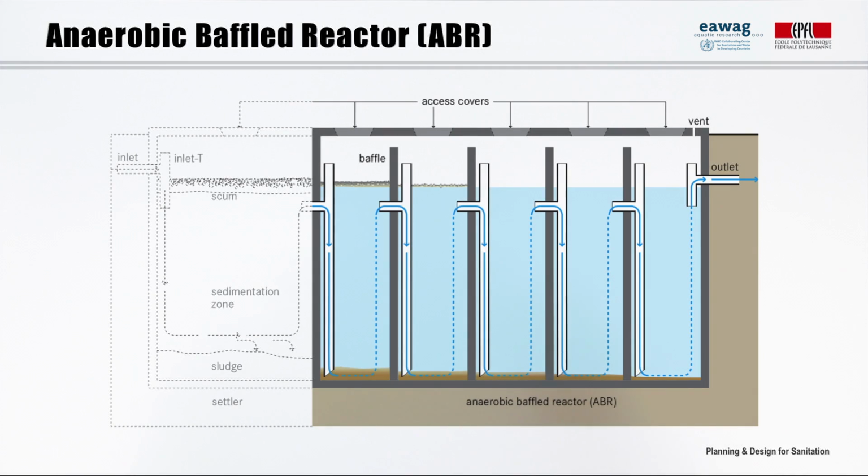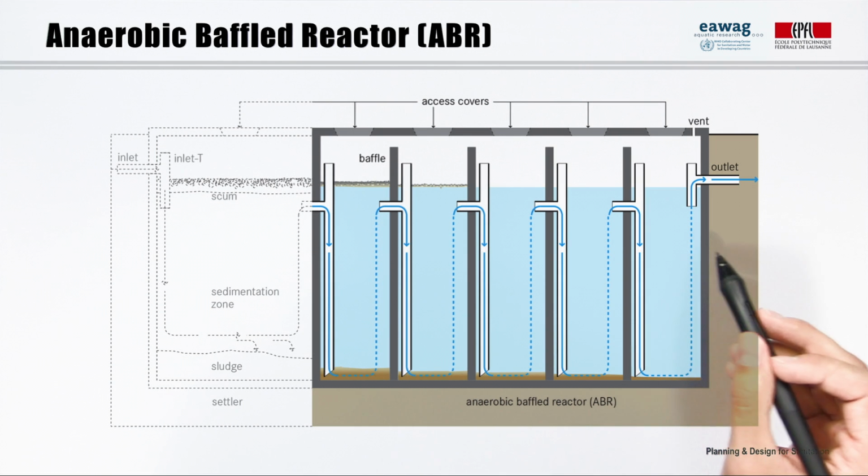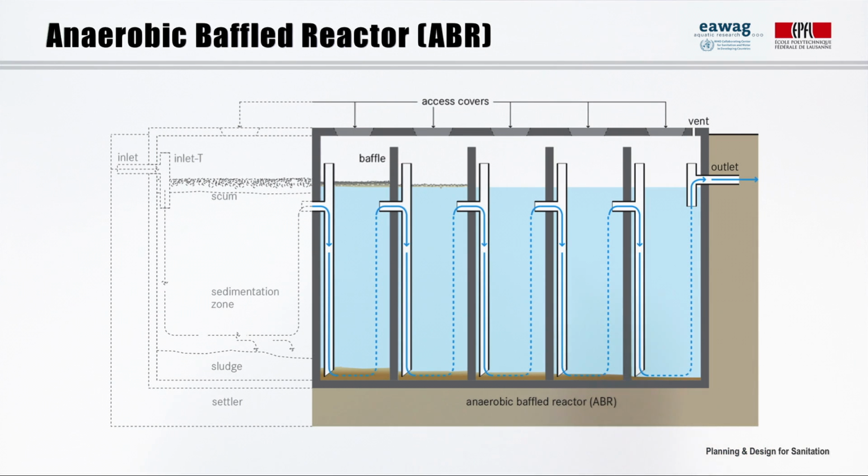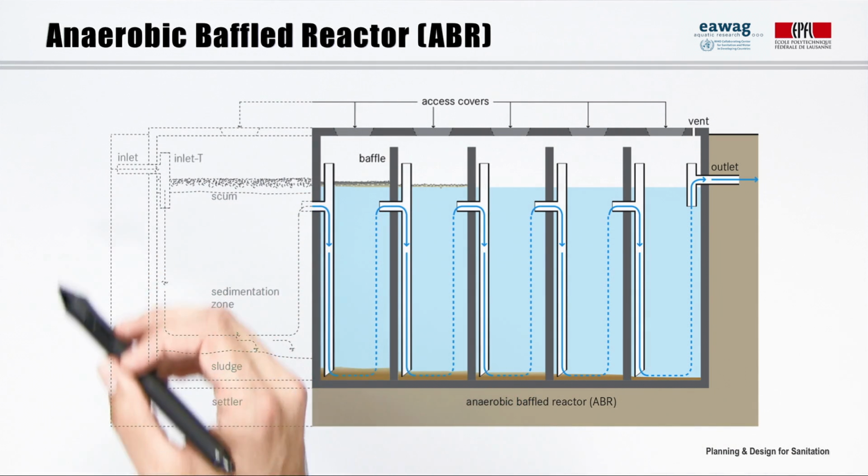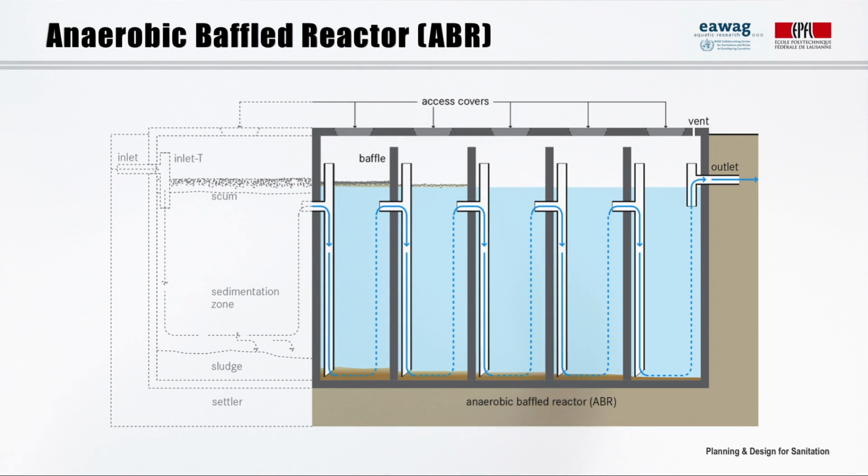Let's talk about ABRs. An ABR is a kind of improved septic tank with a series of baffles under which the wastewater is forced to flow. The baffles can be replaced by tubes, as shown here, which is a hydraulic design improvement. The settler can be integrated to the ABR or separate. The wastewater is forced to flow through the sludge, which is a thriving active biomass. The anaerobic bacteria present in the sludge degrade part of the suspended matter present in the wastewater passing through it.